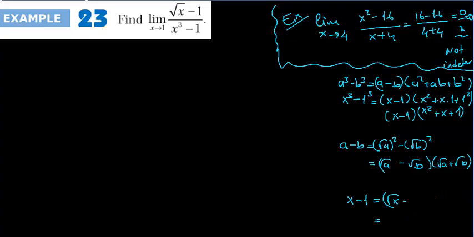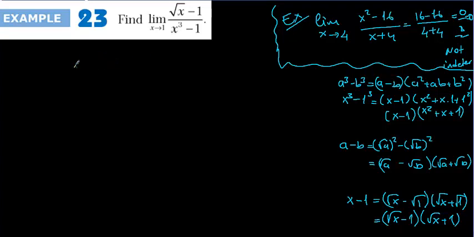Square root of x minus square root of 1 times square root of x plus 1 can be written. So this is going to be equal to square root of x minus 1, times square root of x plus 1, because root of 1 is going to be equal to 1. Then instead of x minus 1, I'm going to write root x minus 1 times root x plus 1.